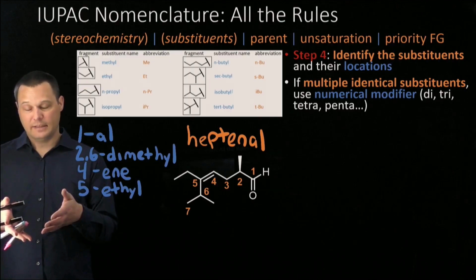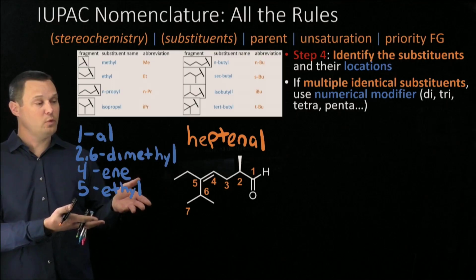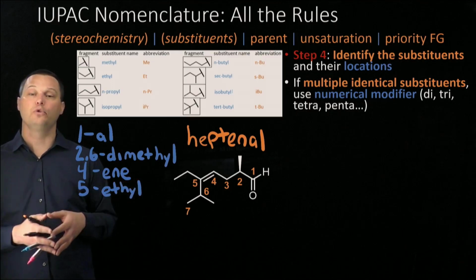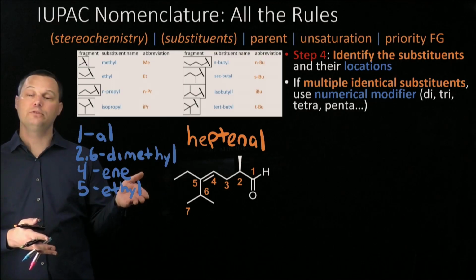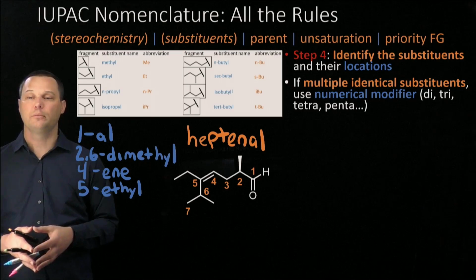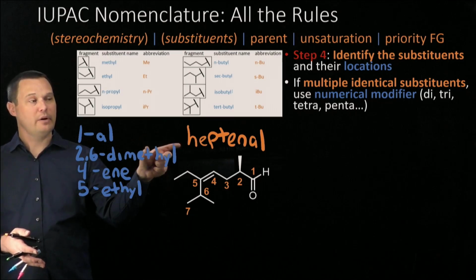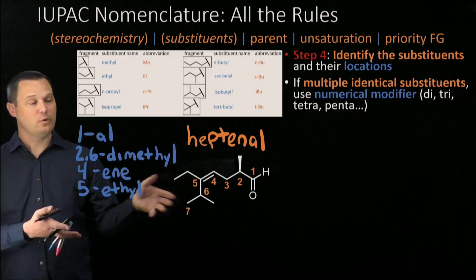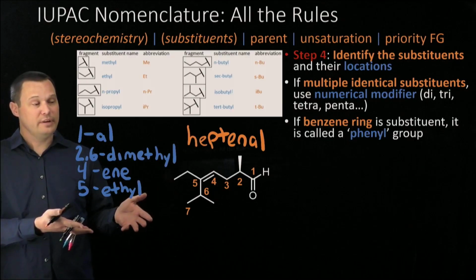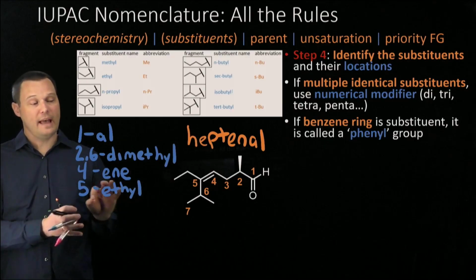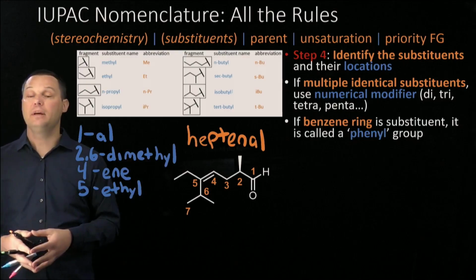Continuing on, using that table that we had before, on carbon number 4, we have an alkene, that is an ene group. And on carbon number 5, we have a 2-carbon substituent, that is the ethyl group. This is the list of all the substituents in this molecule. This is the list of how our parent hydrocarbon is derivatized to form the name of our molecule. We don't have a benzene ring in this example, but if we had a benzene ring as a substituent in the molecule, we would name it as a phenyl group.